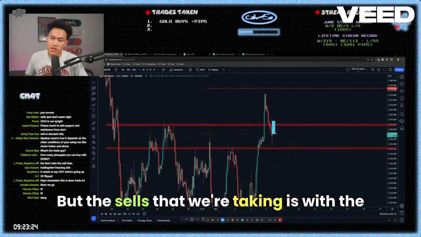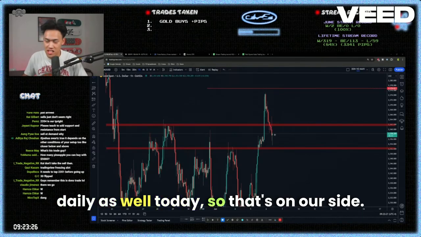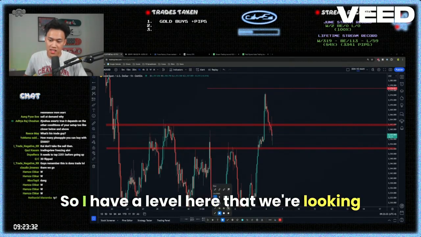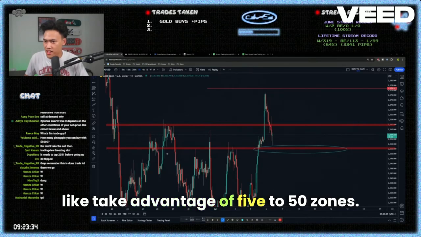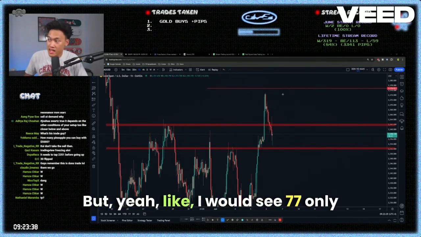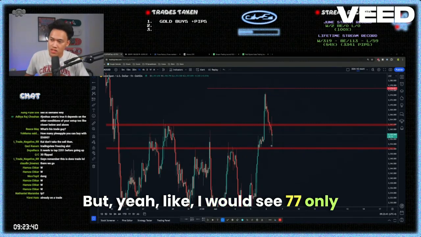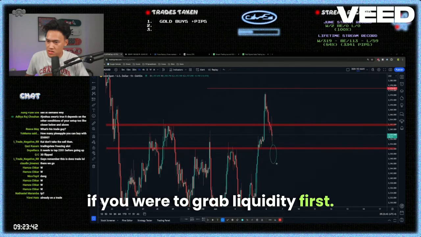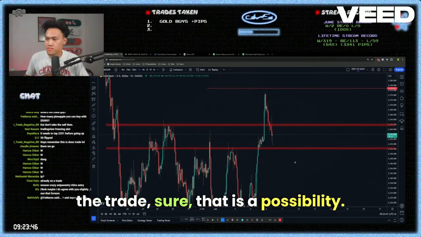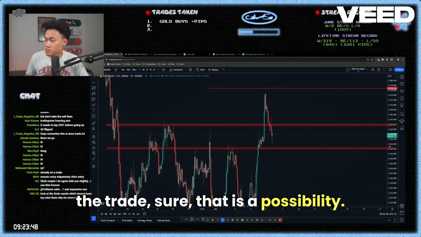The sells that we're taking are with the daily as well today, so that's on our side. Plus, it's with the fact that you haven't grabbed liquidity yet, right? So I have a level here that we're looking to take advantage of, 5 to 50 zones. That's still the advantage point. But yeah, I would see 7.72 only if you were to grab liquidity first. So once that taps, once we're out of the trade, sure, that is a possibility.